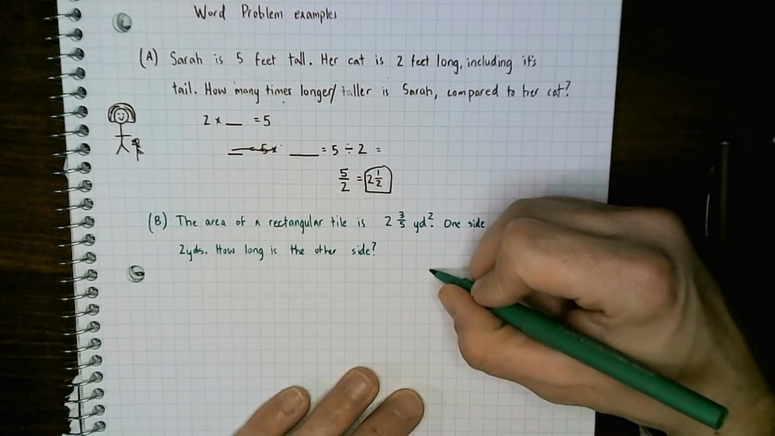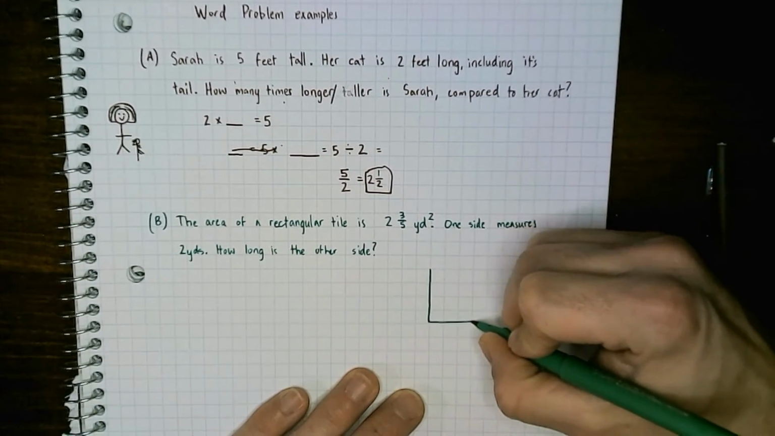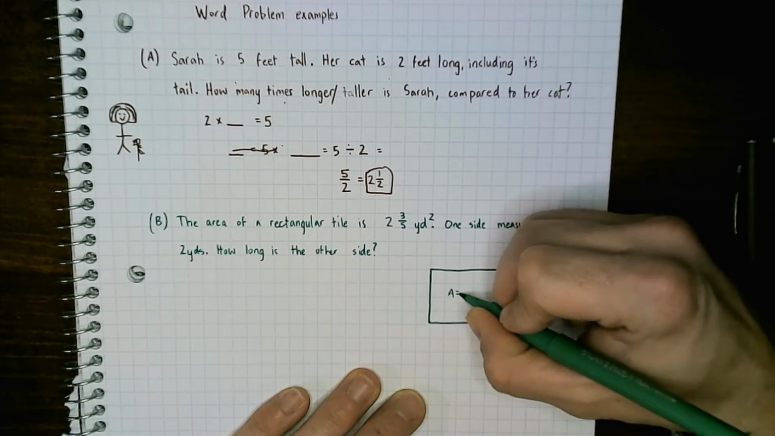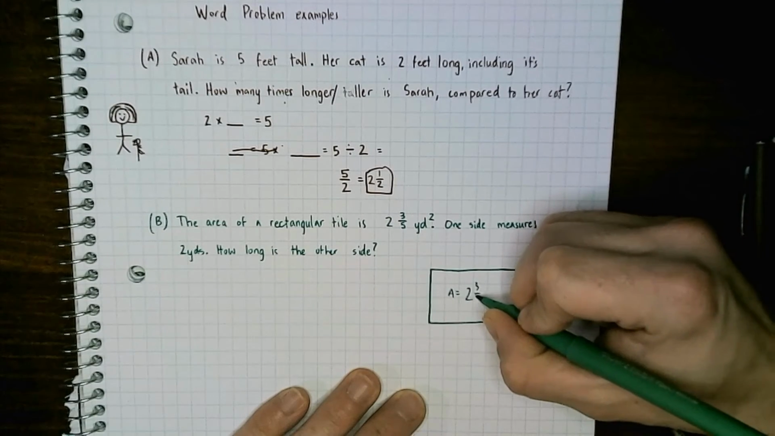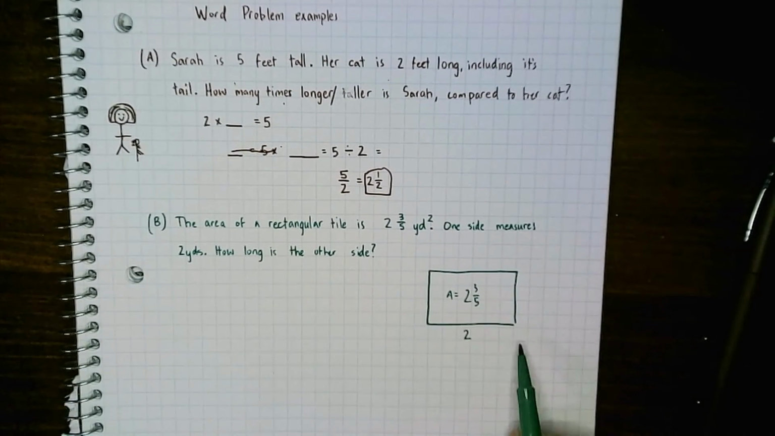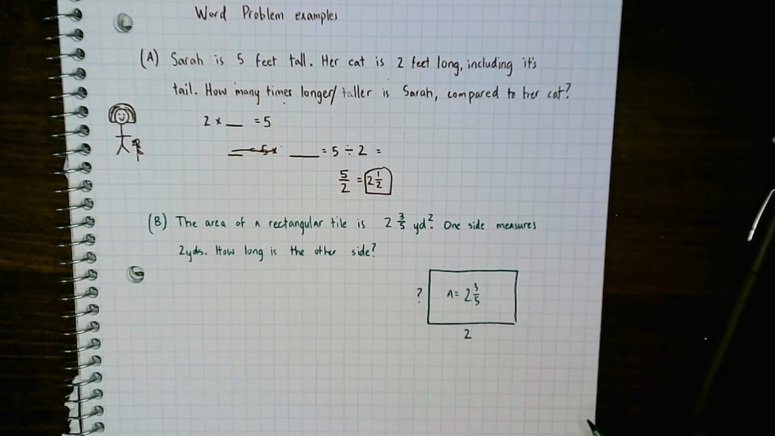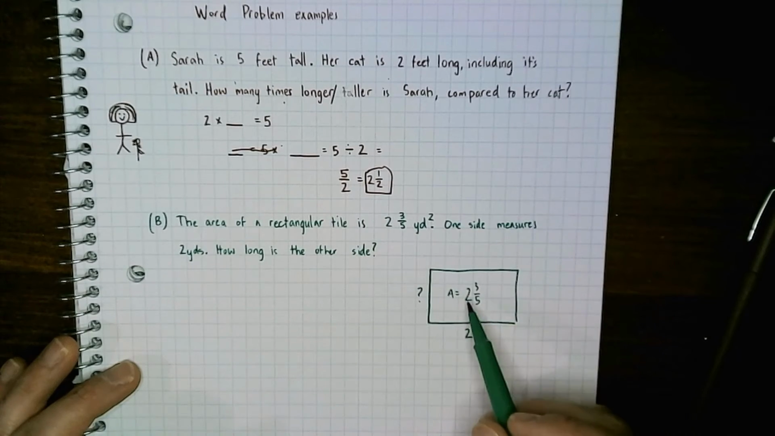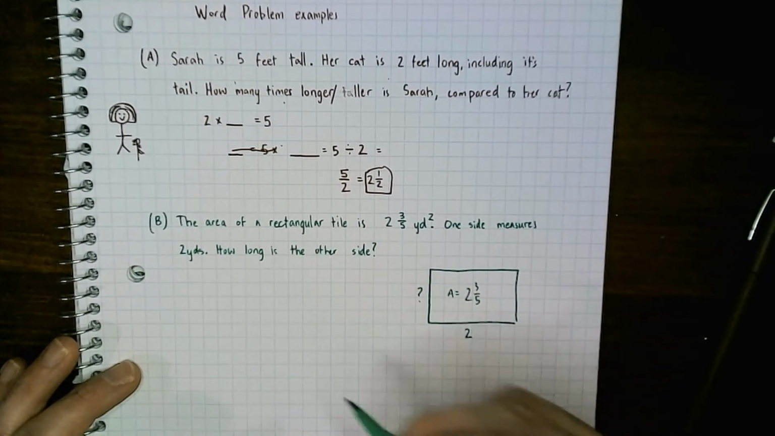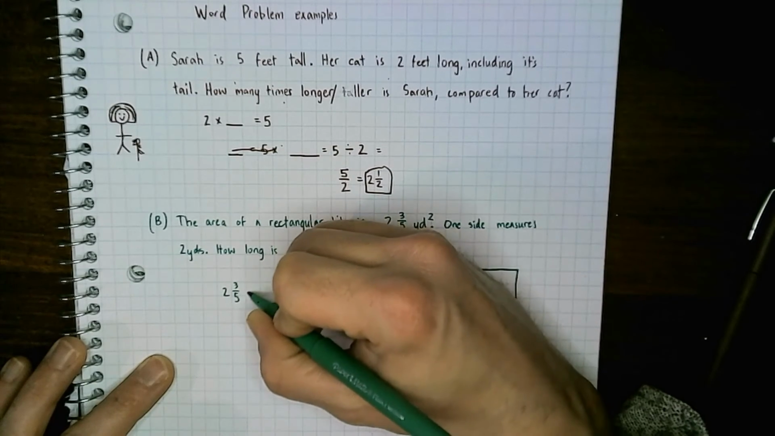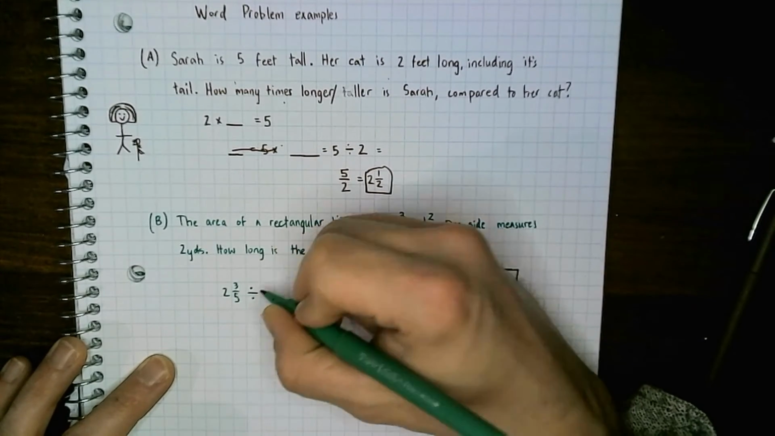So again, a quick little sketch here, just sketching this rectangular tile. Inside the tile, I'm going to write the area. We've done this a whole bunch in class. I'm going to call this side length from left to right my measurement of 2, and this is my unknown. And to solve it, it's the same method as above, where I divide my total by one of my measurements. So I'm going to set this up like this, 2 3/5 divided by 2.